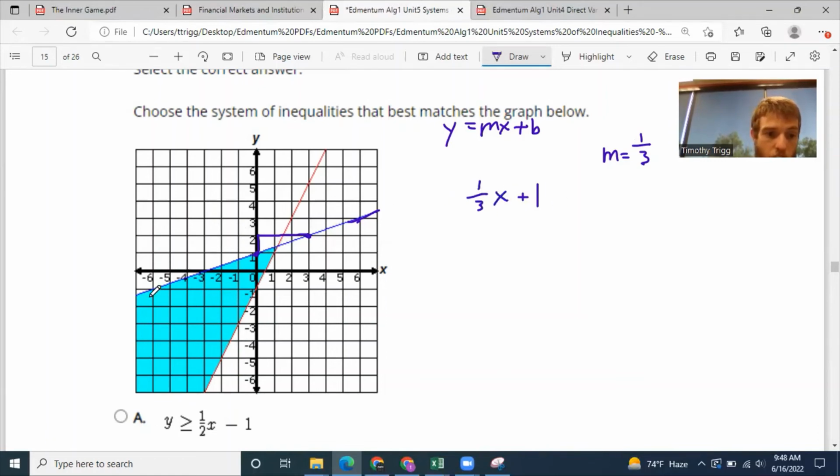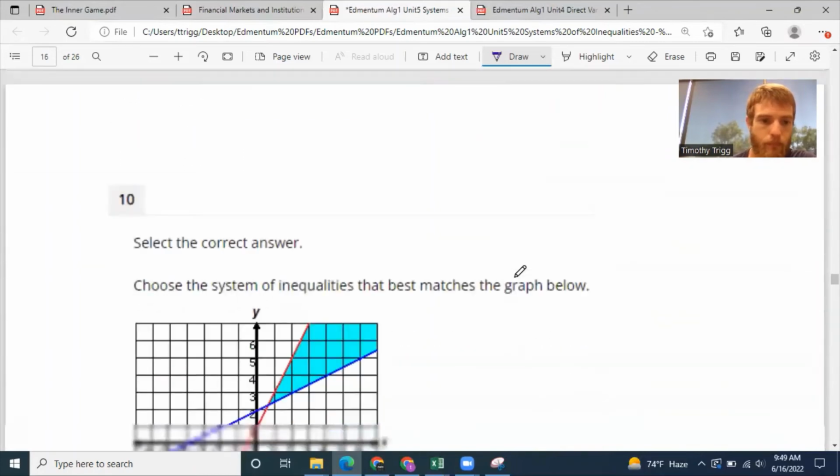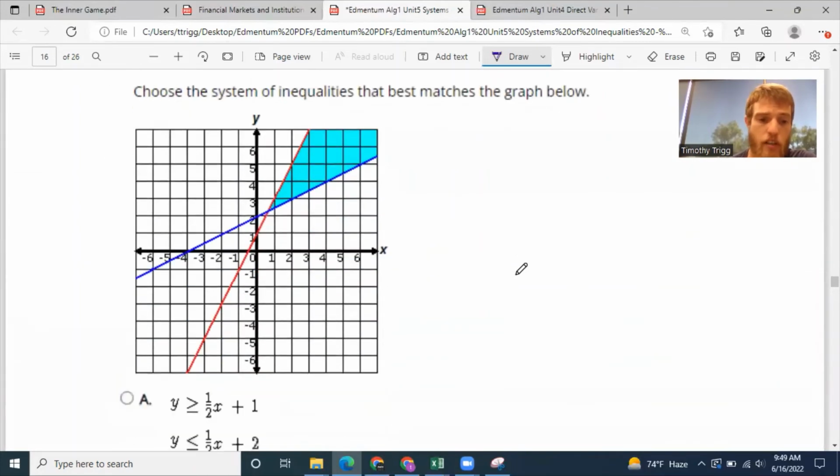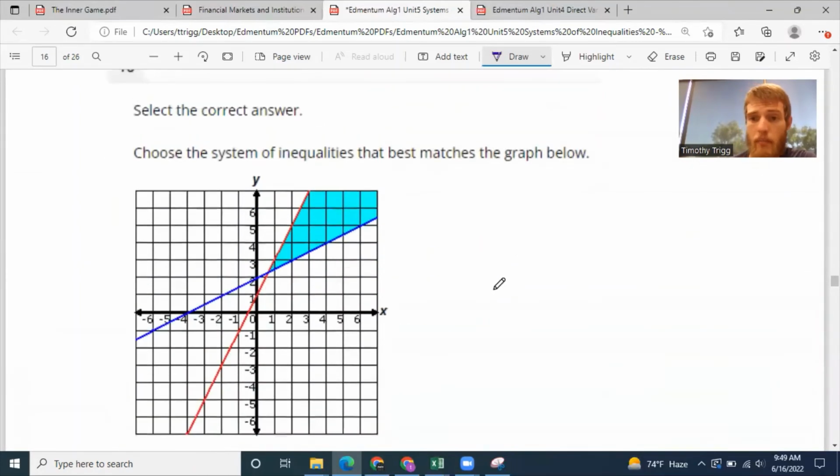And looking at the shaded region, is it shaded above or below the blue line? Well, it's shaded below the blue line. So that's going to be a less than. And since it's a solid line, it's less than or equal to. So that's the inequality for the blue line there. See if you can find the inequality for the red line. This one's very similar to the last one. So if you need more examples, you could look at that.